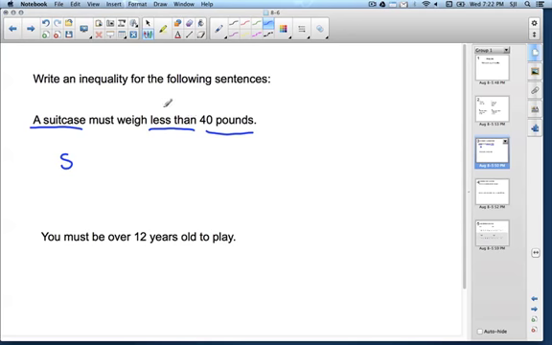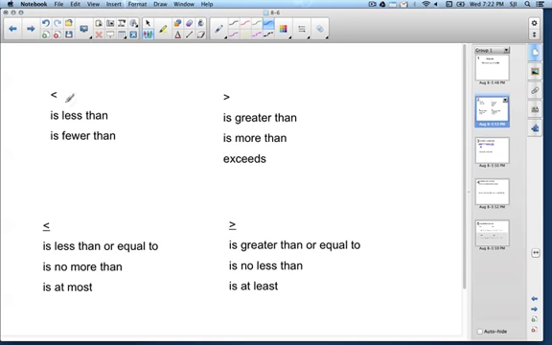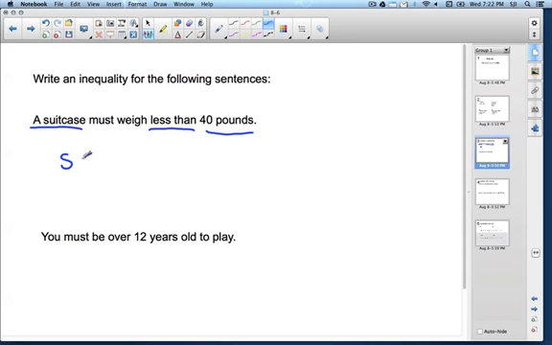Less than. So let's go back to our list of words here. We're going to find the word less than. We're going to see that it's represented by this symbol right here. So I'm going to draw it going this way. And then we have 40 pounds. I can represent that as 40 LBS, because LBS is the abbreviation for pounds. So that means the suitcase is less than 40 pounds. That means that the suitcase has to weigh less than 40 pounds. It has to be under 40 pounds.